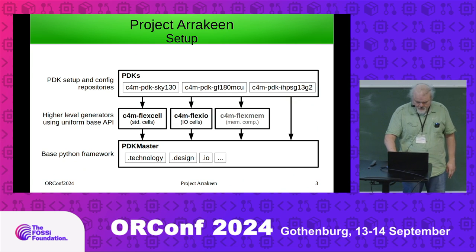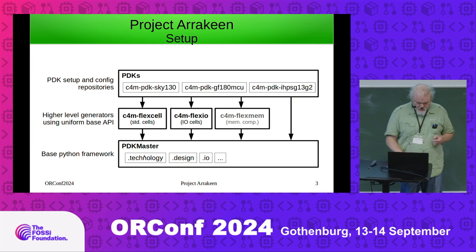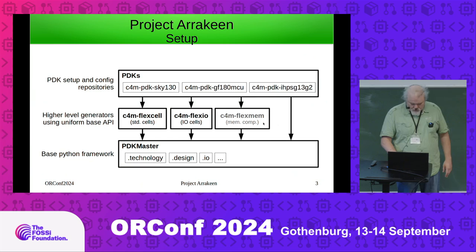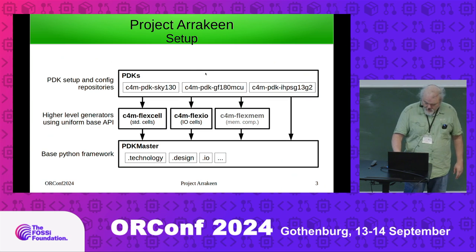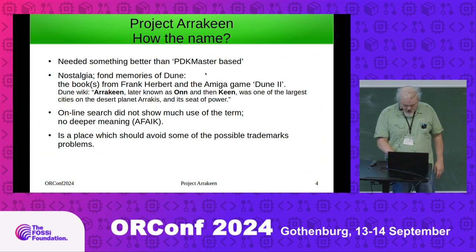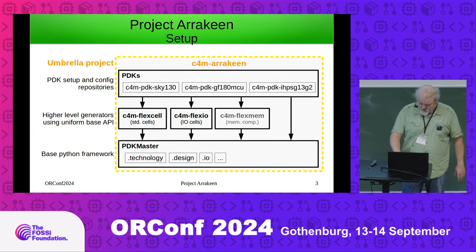At the bottom, you have the PDK master, which is actually the API I'm talking about. So that's the API where you define your technology and then support functions for design, I/O, for interfacing with other tools. And then on top of this common API, I have library generations for standard cell, I/O, memory, and then you combine everything into PDKs. So for each of the technologies, you implement that. And now we have Project Arrakeen, which is an umbrella project for everything on top.